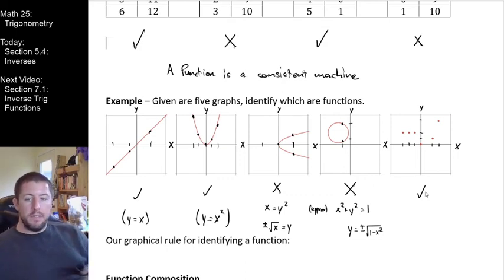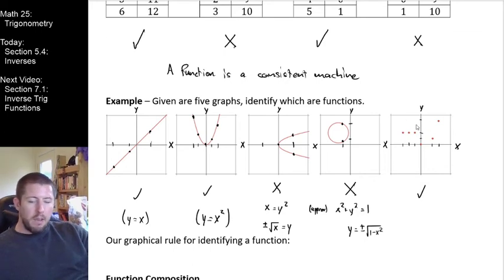Now, my next question to help us answer our graphical rule for identifying a function is this: what's the least amount of effort I could do to ruin this being a function? Or really any of these that were functions, the first two as well. What could I do here?